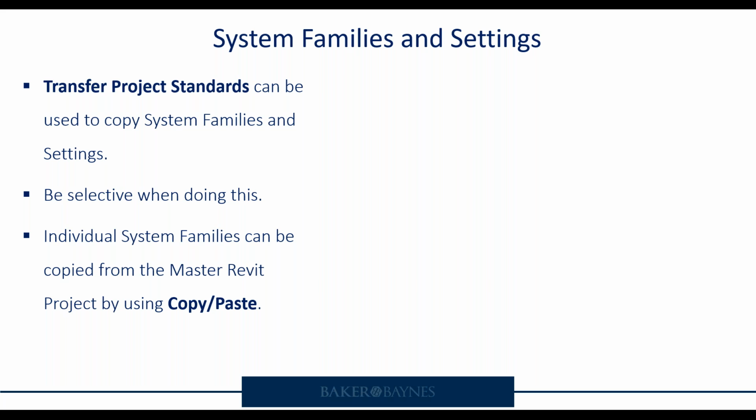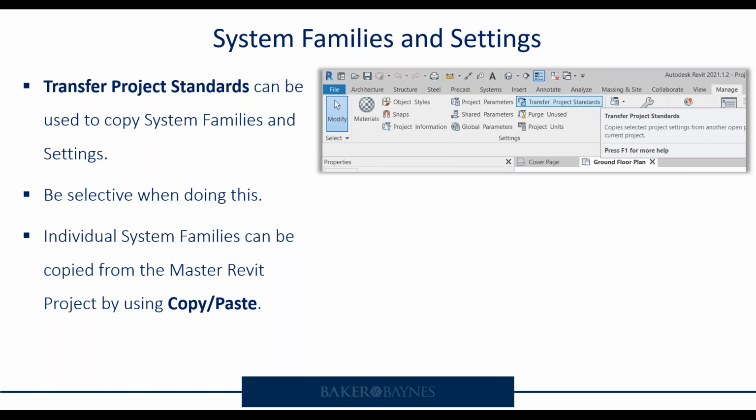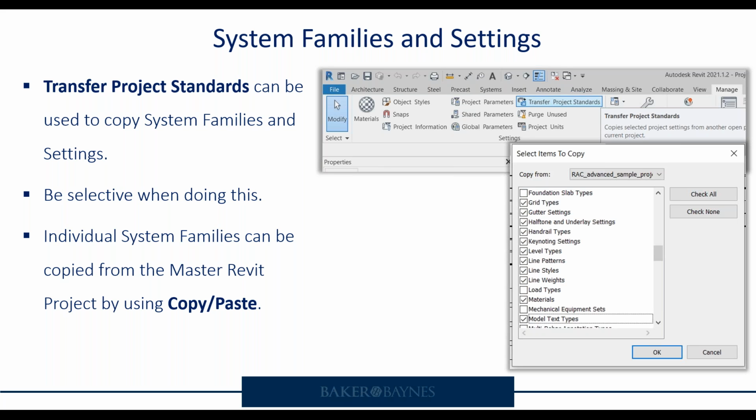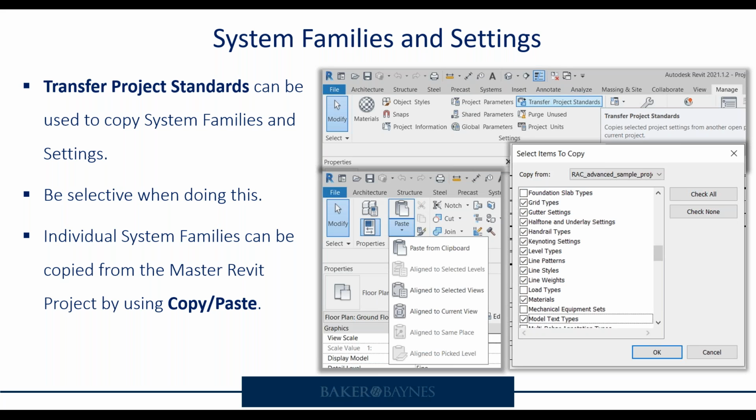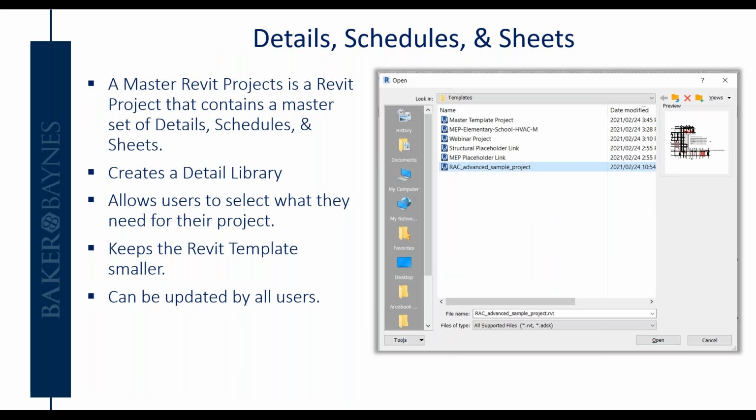Your master Revit project can contain things like your system families and settings, and these can be brought into your project by either using your transfer project standards tool or simply by copying and pasting individual system families from the master project. Just a tip is to be selective when you do this, especially if you're working with your transfer project standards option, as you might not want to include all of your wall types.